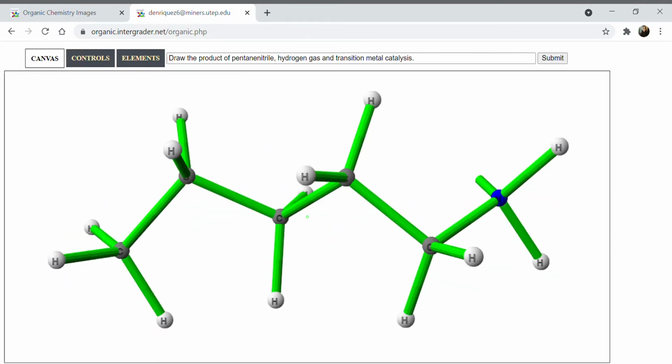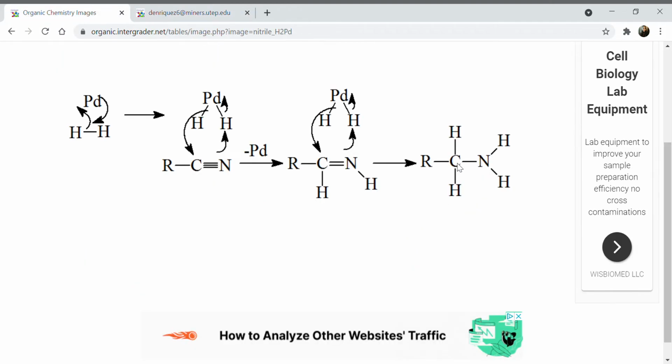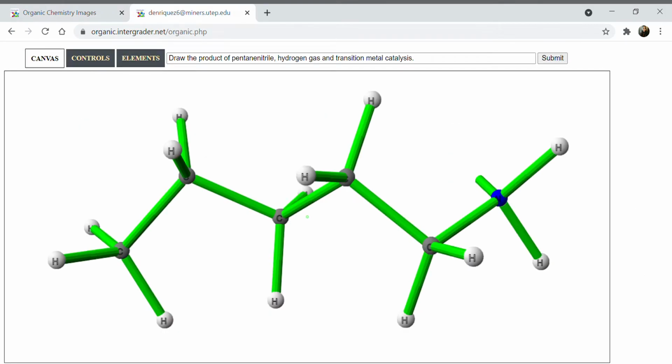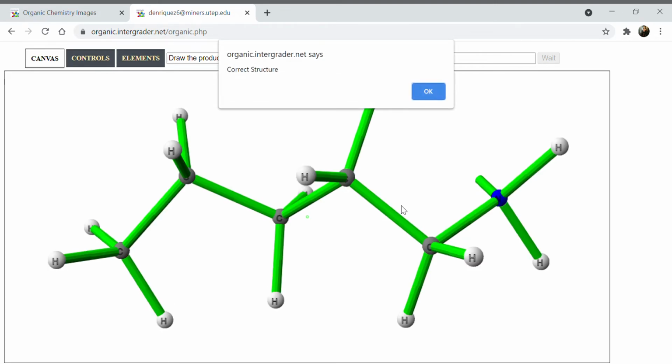Okay, so this should be the end product. We have the carbon with 2 hydrogens connected to the R group and connected to NH2. Let's go back over here. Carbon with 2 hydrogens, our R group, and NH2. So let's check it out. Perfect.